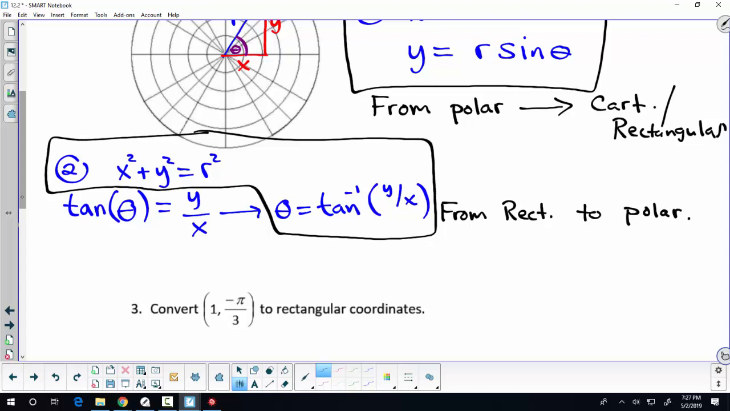So this gives us our r, that gives us our theta. This gives us our x, that gives us our y. You can say from Cartesian.